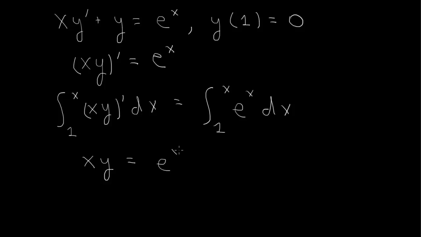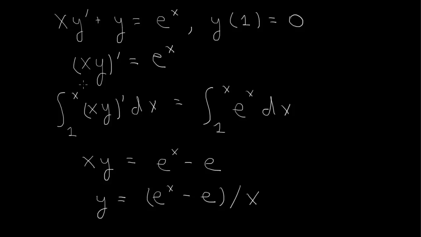So e to the x minus e to the 1, which is just e. And immediately we get the answer that y is equal to e to the x minus e, divided by x. Okay, so that's the simplest way to solve this problem.